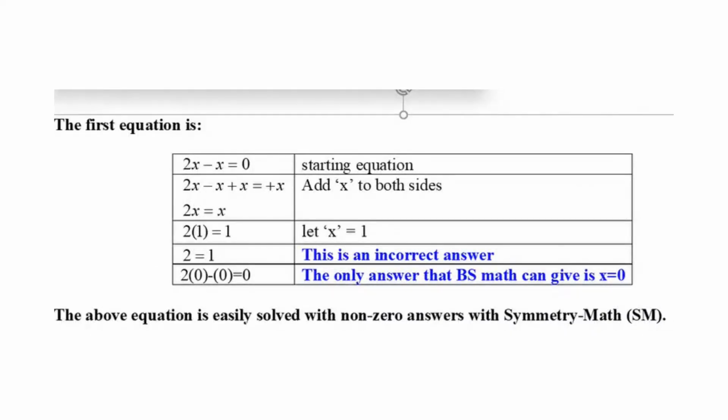The first equation is 2x minus x equals 0. And so add x to both sides. And so you have 2x equals x. And now let x equals 1, or 2 equals 1. This is obviously an incorrect answer. The only answer that BS math can give is x equals 0. The above equation is easily solved with non-zero answers with symmetry math.